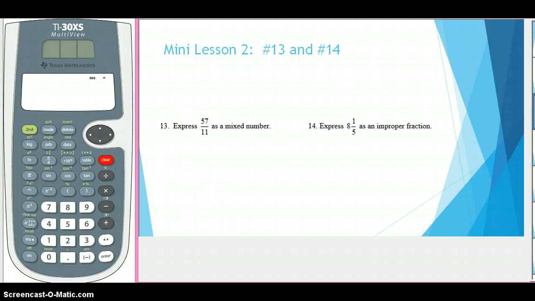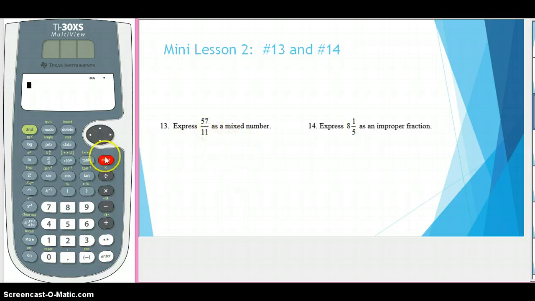In this video, we're going to learn how to do a few operations that we learned on the calculator. First, we're going to look at two examples from mini lesson 2, number 13 and 14, to see how to write an improper fraction as a mixed number or a mixed number as an improper fraction.